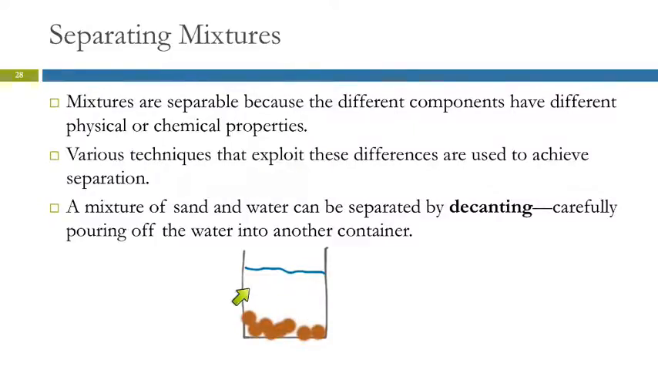Decanting means that you take this beaker and you pour the water off carefully so that you don't disturb the sand on the bottom. And you can separate most of the water from the sand by doing that. Because the sand is a solid, and it's more dense than the water. The water's a liquid, and it's less dense. So it's on the top, and it will pour off, and the sand won't. Using the different physical properties of the substances to separate them.